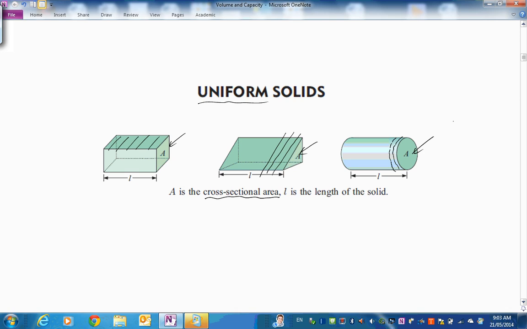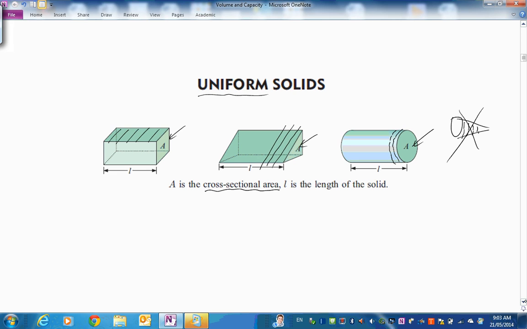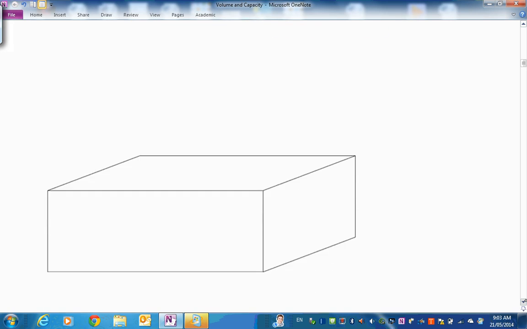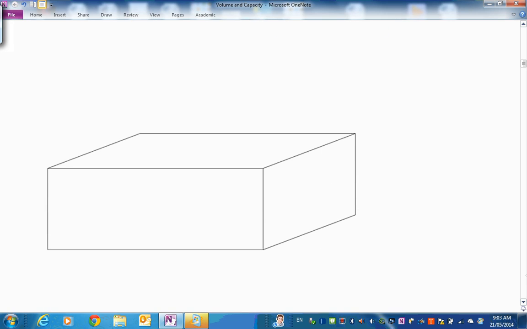They don't taper. This is an example of one that is not uniform cross-section. You get smaller and smaller circles as you go down that cone. We're not talking about that. We're talking about ones that when you cut through you get the same shape on the end. Let's have a look at how we might calculate the volume. Here I've done an easy one for you.